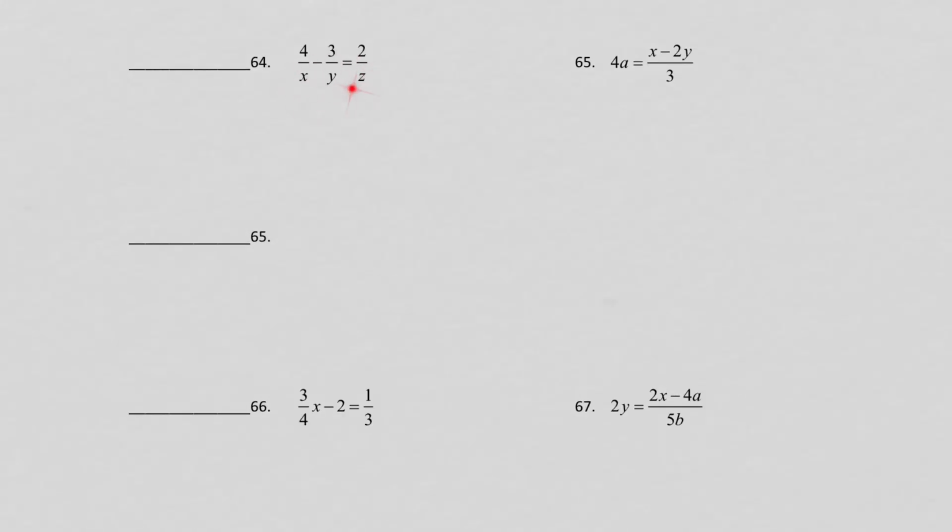Okay, the LCD is the product of all of these. So the LCD is x, y, z. So if I take that x, y, z and I multiply by this first thing, and then I take the x, y, z and I multiply by this second thing, and then I take that x, y, z and I multiply by this third thing. And then I cancel. These x's cancel, the y's cancel, and those z's cancel.